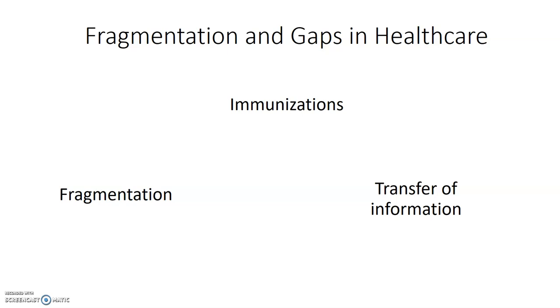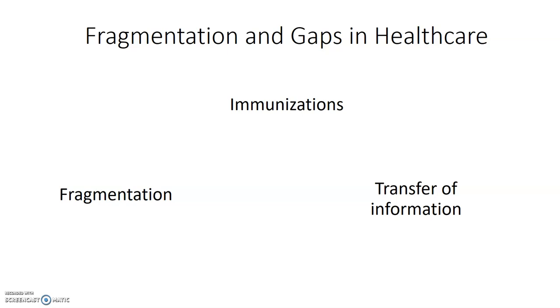risk for communicable diseases. Since immunizations must be given at specific intervals and ages to achieve optimal protection, tracking immunizations is a key area where fragmentation places persons and communities at risk for communicable diseases.